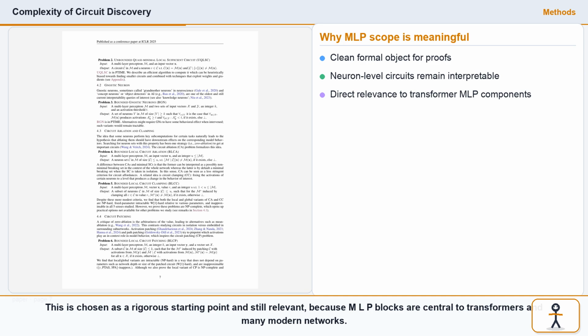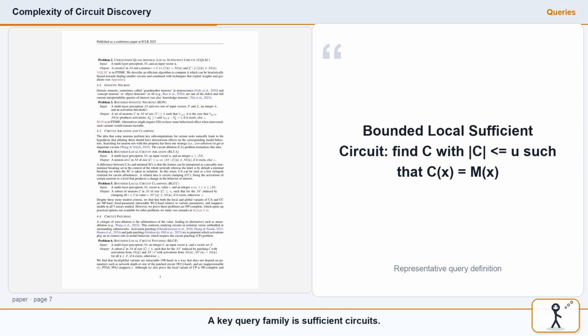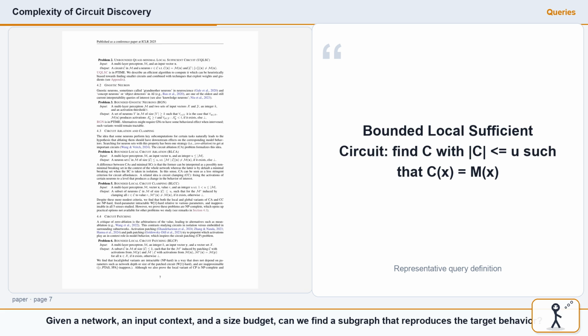A key query family is sufficient circuits. Given a network, an input context, and a size budget, can we find a subgraph that reproduces the target behavior? This formalizes the common, pruning-style interpretation objective.